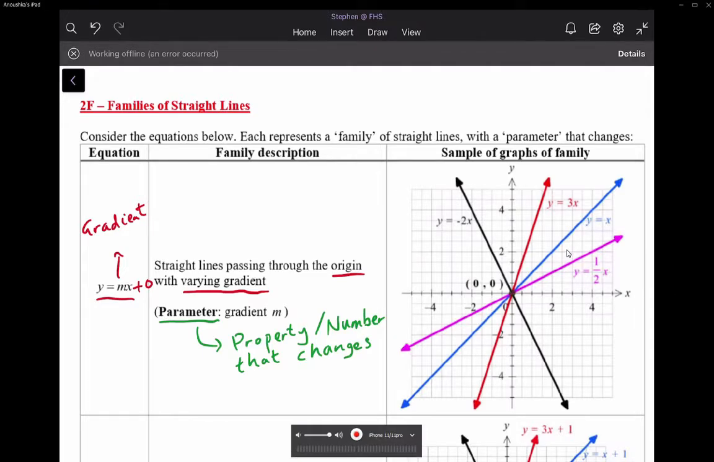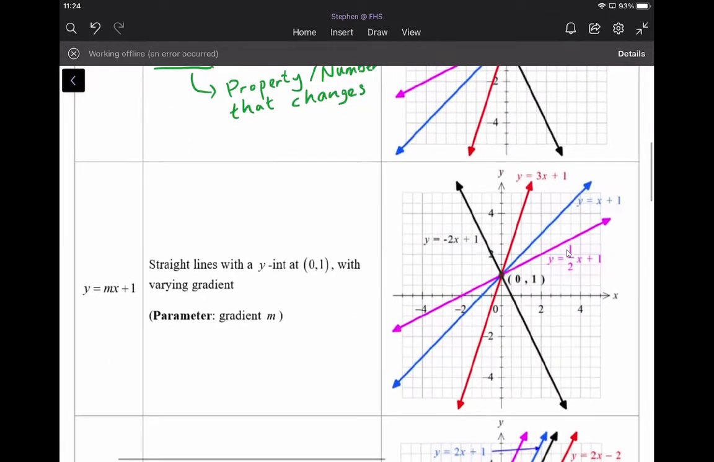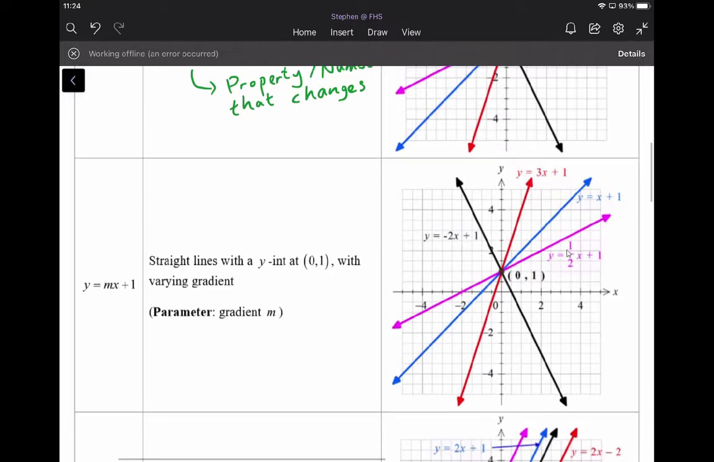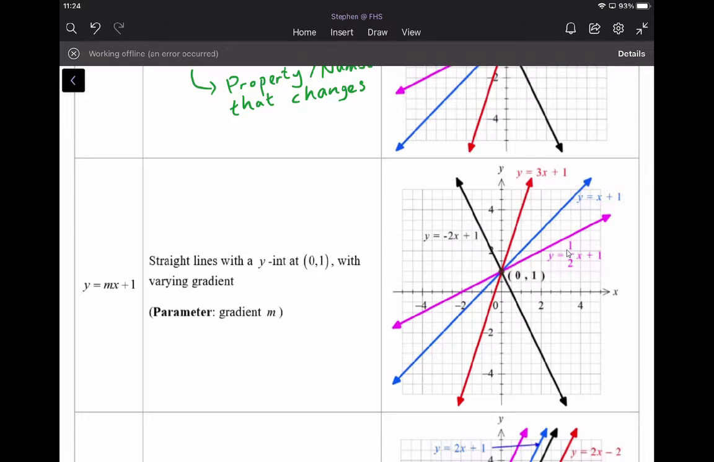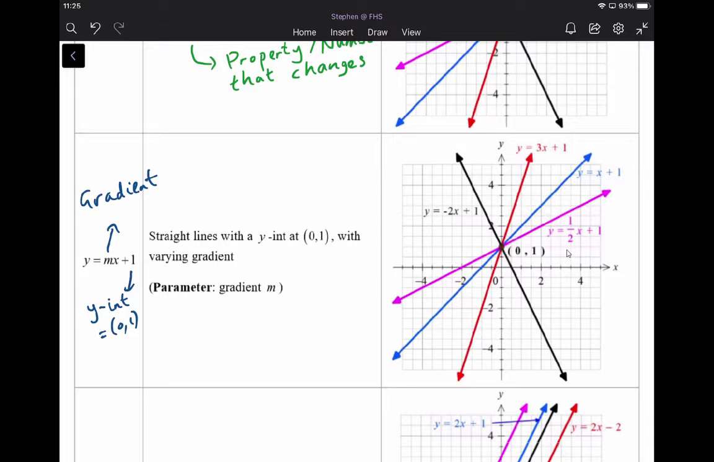Excellent. So moving on to the next one. This time we have y equals mx plus 1. What's going on here? Well, again, m is going to be your gradient, but this time we have a fixed y-intercept of 1. So the y-intercept is going to be at 0, 1. This is very similar to the previous example. However, this time our y-intercept is 0, 1.